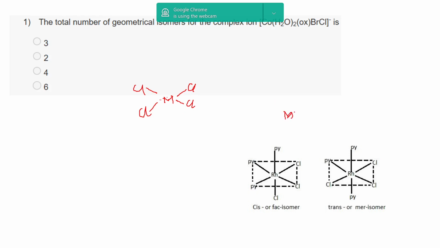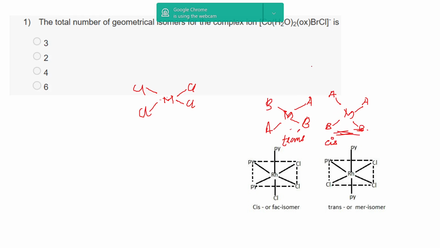But what if I have something like this? A, B, B, A. Then M, A, A, B, B. So here this is a cis isomer and this is a trans isomer. Trans essentially means opposite to each other, so here we have each ligand opposite to each other. So that's a trans. Then cis means essentially near to each other, on the side. So this is a cis isomer.